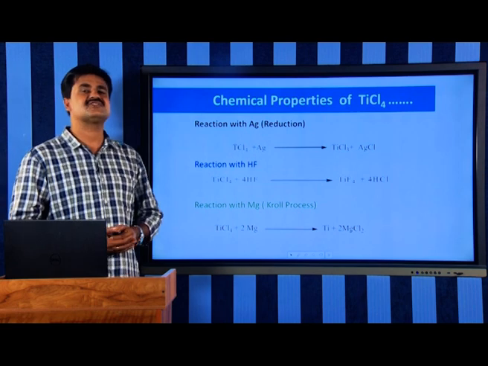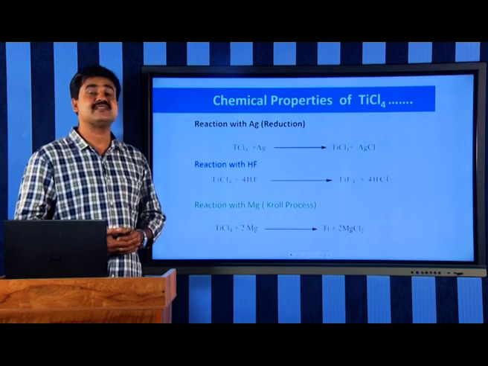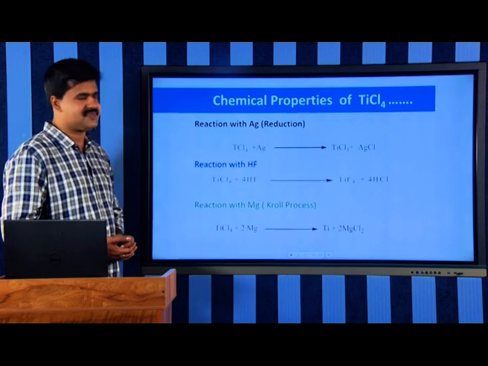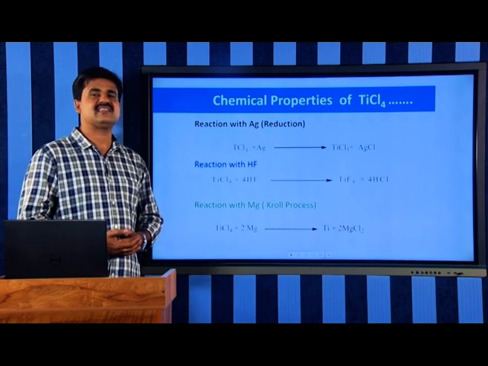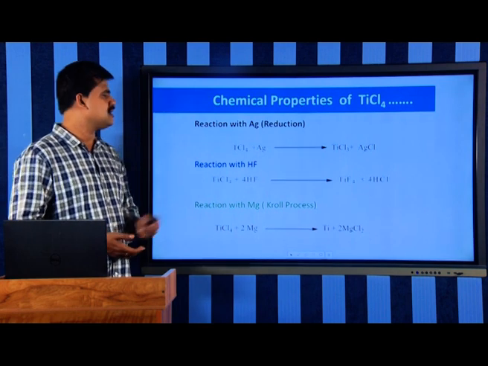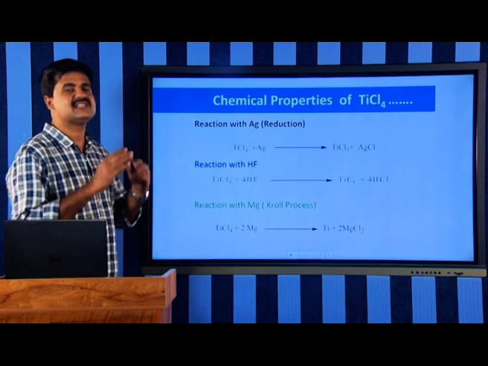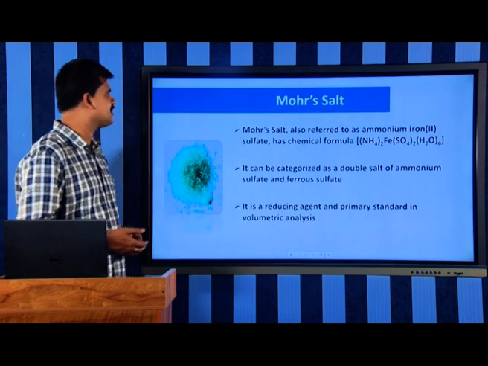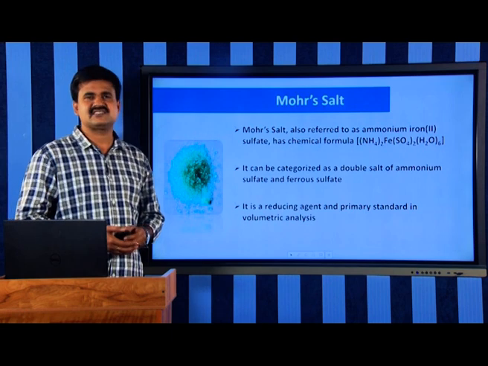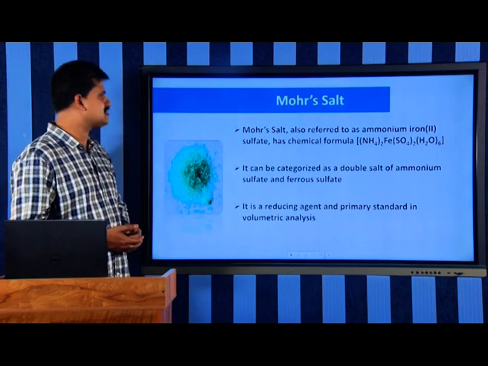Then reaction with magnesium. This is a very important process in the metallurgy of titanium. Titanium tetrachloride can be reduced to elemental titanium by using magnesium. This reaction is termed as the Kroll process. Now the last compound in this presentation is Mohr's salt.